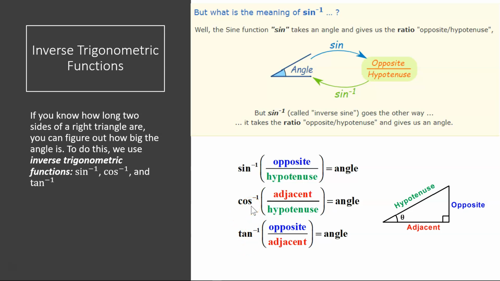If you type inverse cosine of 12/13, it will tell you how big the angle is if the adjacent side is 12 and the hypotenuse is 13. If you type inverse tangent of 25/8, it will tell you how big the angle is if the opposite side is 25 and the adjacent side is 8. So let's look at some steps for the problems we're going to solve.